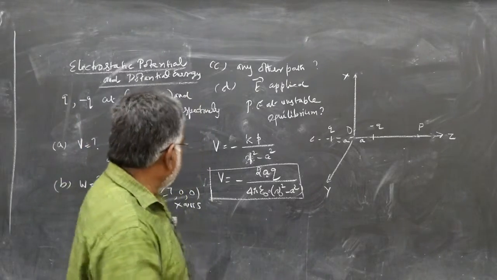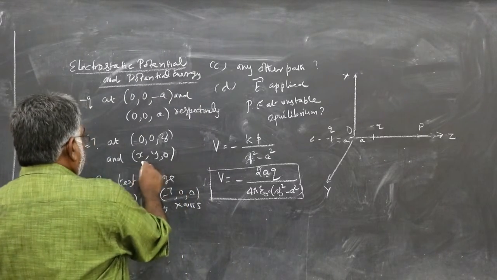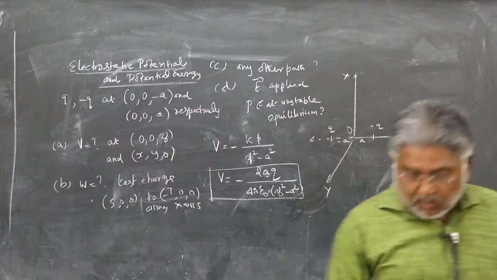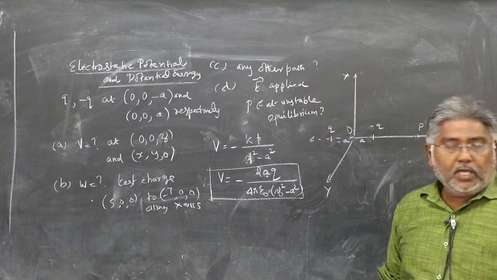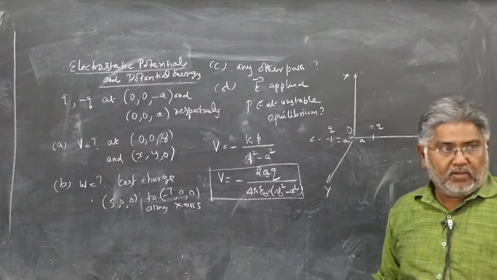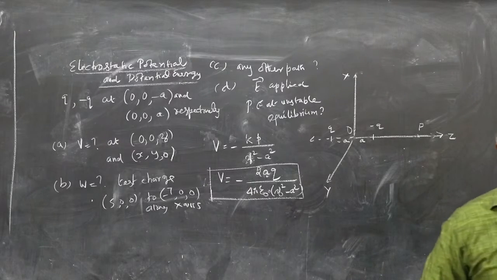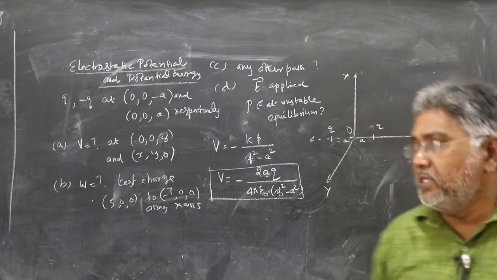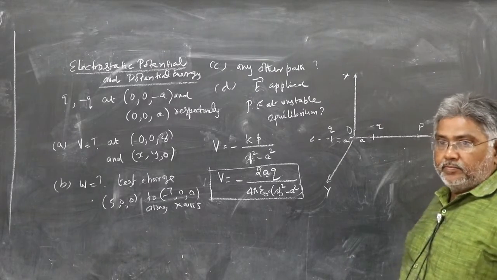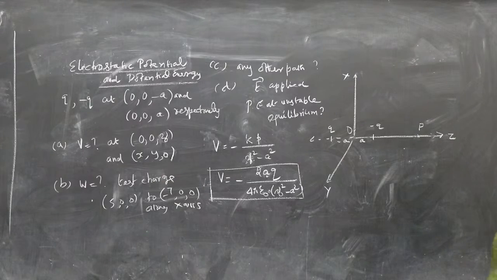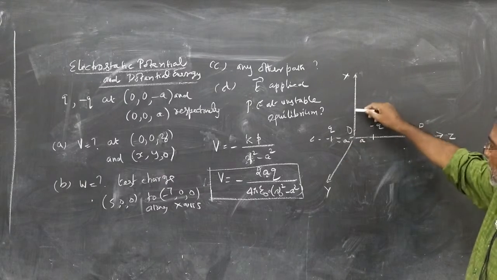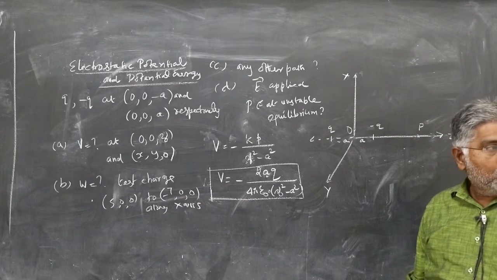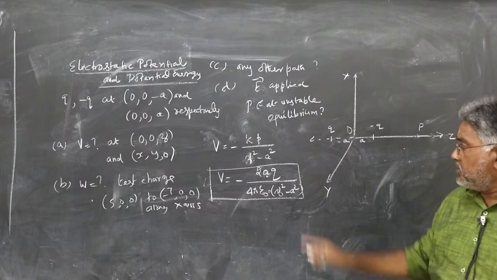The second case here, the point is x comma y comma 0. That means the point lies in the xy plane. Infinite number of such points are possible, but for all such points you will have z coordinate 0. So it should be in the xy plane. For any point on the xy plane, any point on the xy plane will be an equatorial point for this dipole.